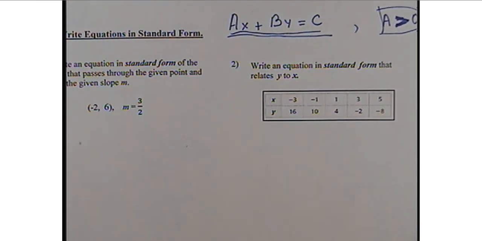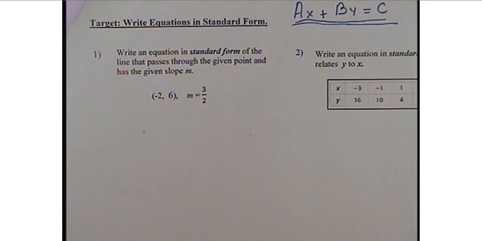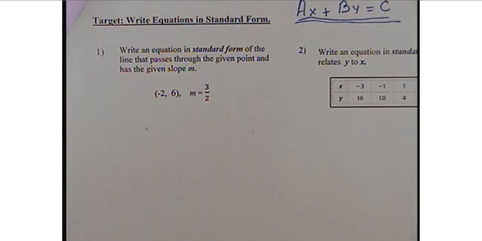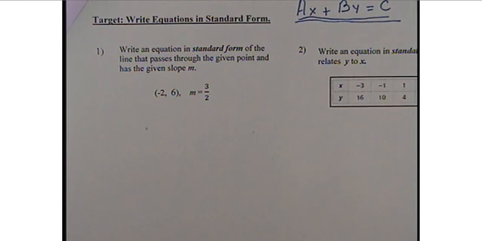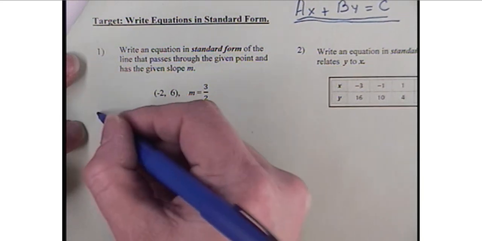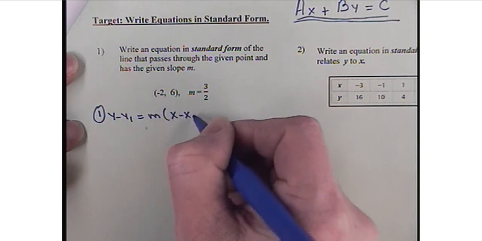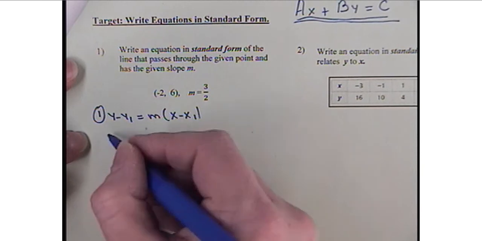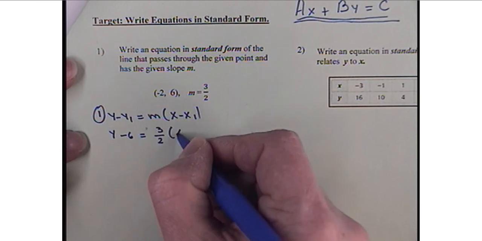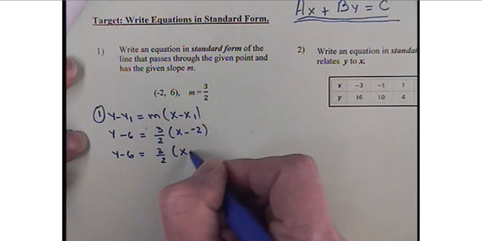So let's go ahead and start solving. In order to get to ax plus by equals c, if we are given a point and a slope, we can definitely use point slope form and just solve the problem. So let's rewrite this in point slope form. Step 1: y minus y1 is equal to m times x minus x1. So I'm going to substitute, and I will write y minus 6 is equal to 3 over 2 times x minus negative 2. So y minus 6 is equal to 3 over 2 times x plus 2.